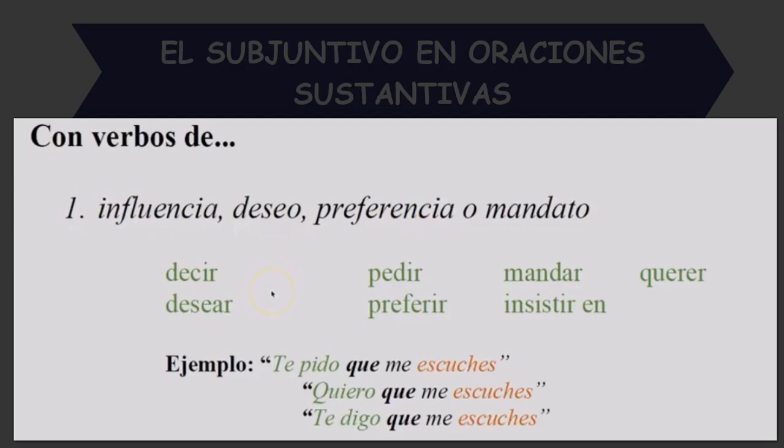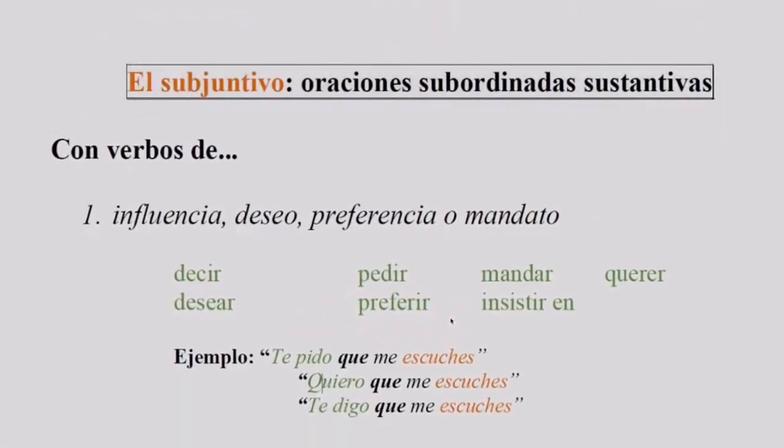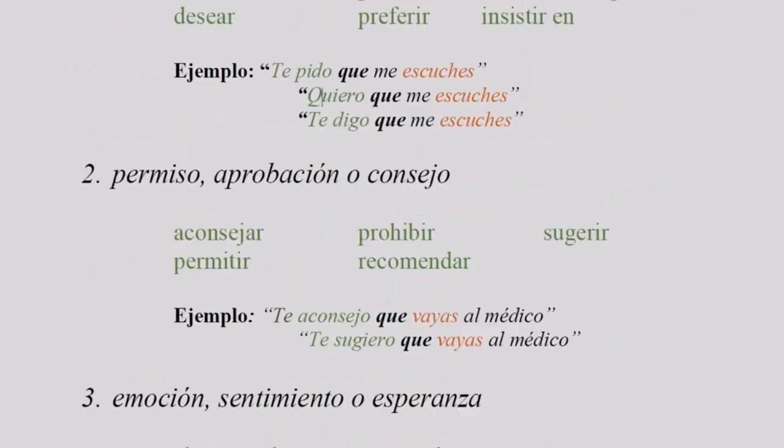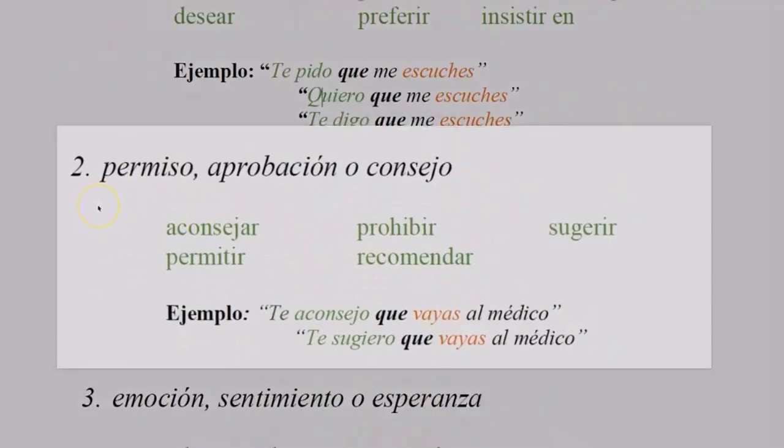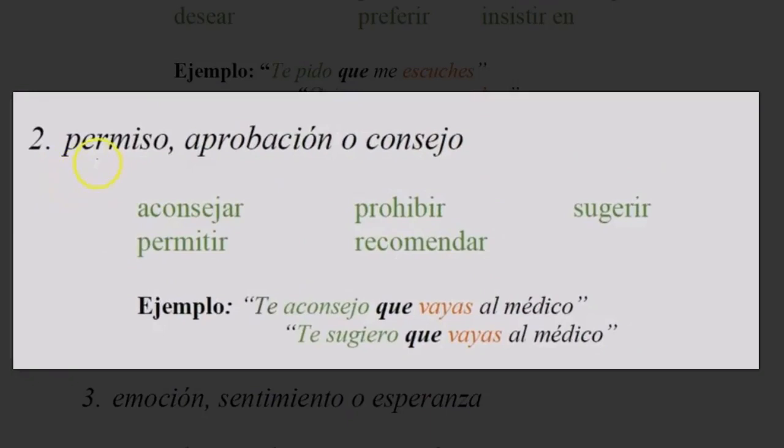There are more, but you don't have to memorize them all. If you understand the concept, I'm trying to get you to do something, that's going to require the subjunctive in Spanish. ¿Fácil? Okay, número 2, grupo 2. What is number 2? Verbs of permission, approval, or advice.